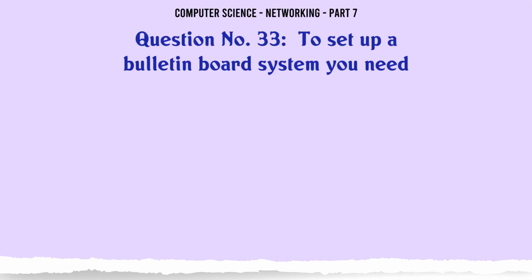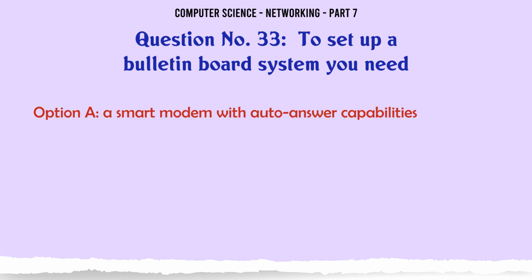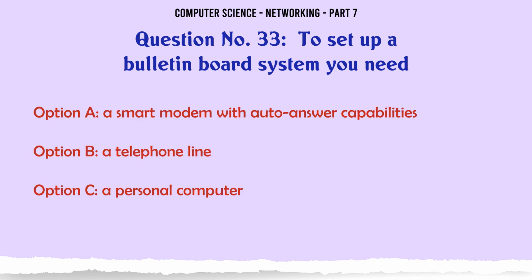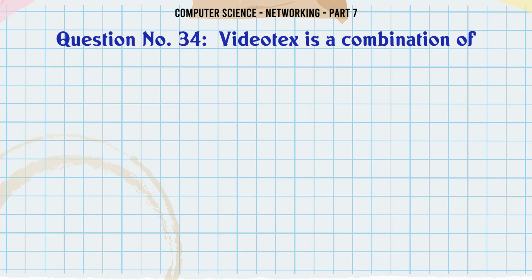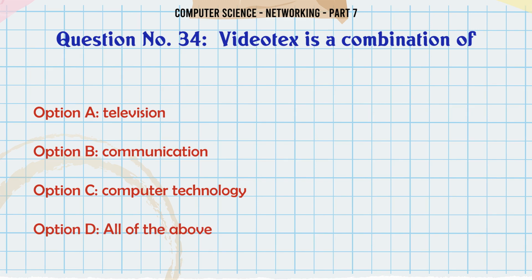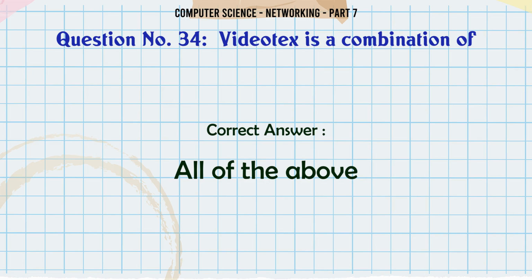To set up a bulletin board system you need A. A smart modem with auto-answer capabilities. B. A telephone line. C. A personal computer. D. All of the above. The correct answer is all of the above. Videotex is a combination of A. Television. B. Communication. C. Computer technology. D. All of the above. The correct answer is all of the above.